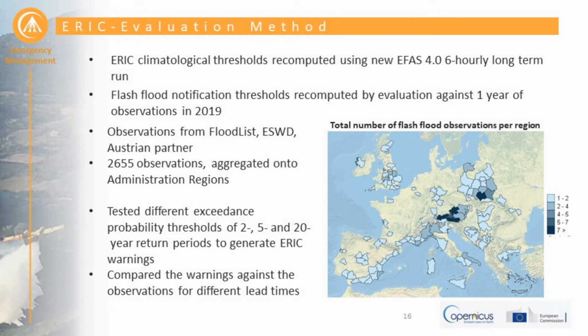So what we then do, with our ERIC forecast that we've made for 2019, is apply different exceedance probability thresholds to the 2, 5 and 20-year return periods to generate different warnings. These are then compared against the observations and we calculate the hits, misses, false alarms and the correct negatives. If we go to the next slide, please.